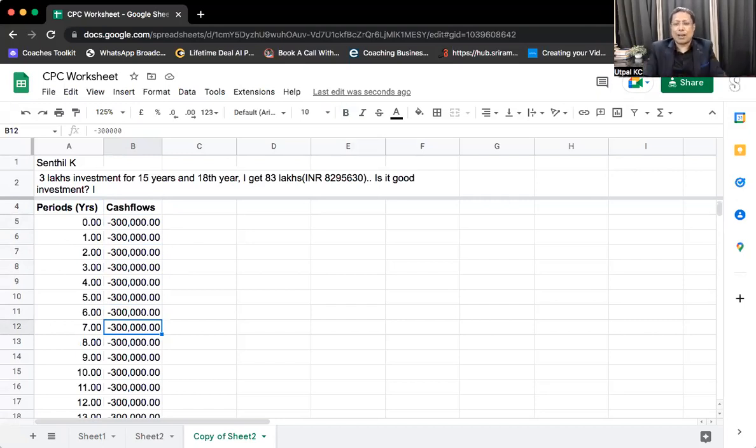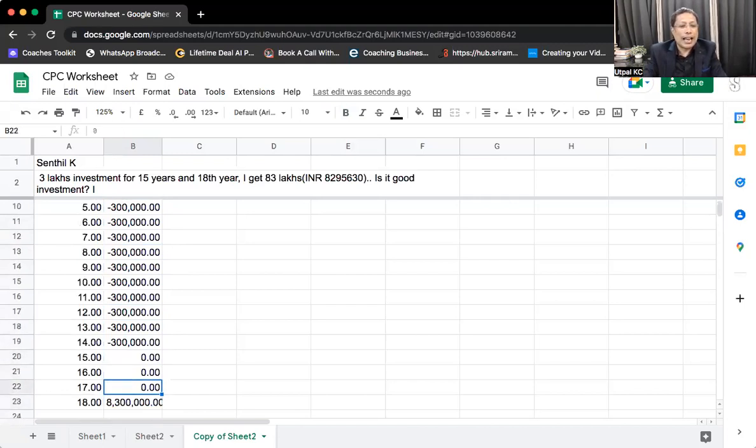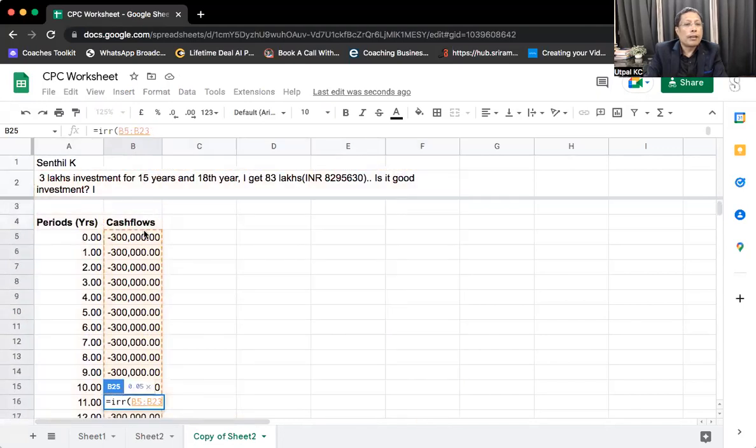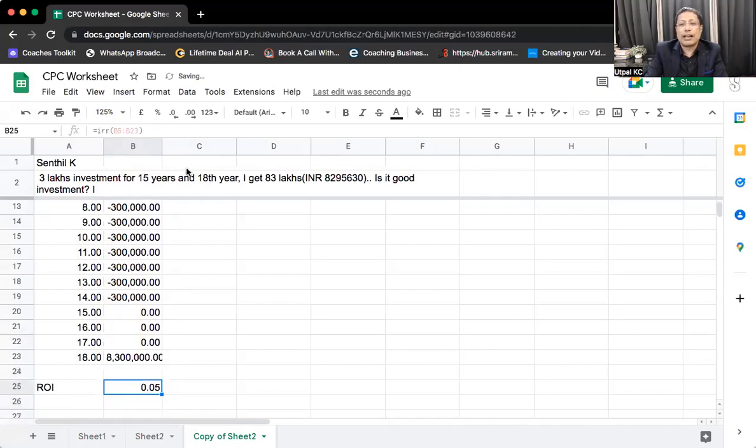Akshay Kumar Agarwal has already calculated it. So now we'll have to calculate the IRR. ROI is equal to IRR, open bracket, B5 to B23. I think Akshay Kumar Agarwal is correct: 5.47%. Understood?